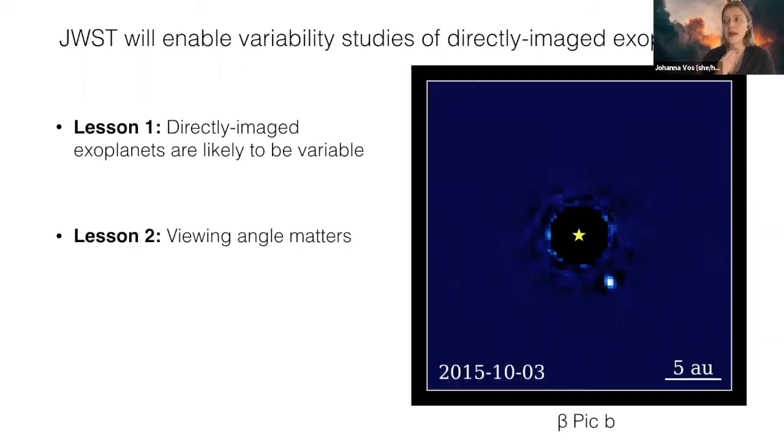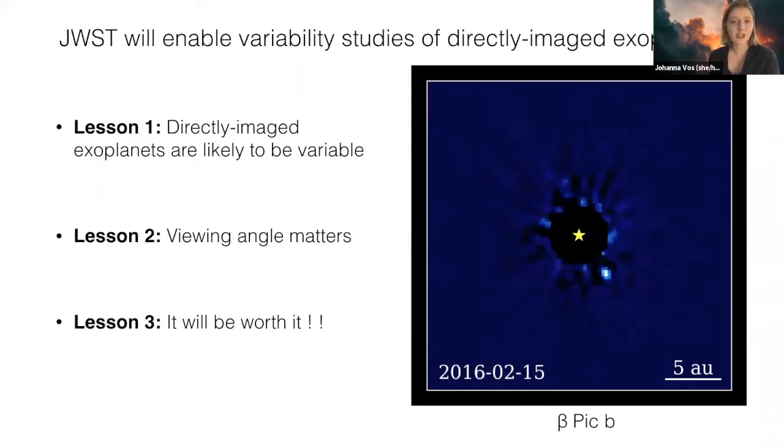And for this reason, we may actually be better off targeting an exoplanet that is likely inclined equator on, like Beta Pic b, which I'm showing here. Lesson 3 is possibly more my personal feelings than an objective fact, but I really think it will be worth it. If we can detect variability in a directly imaged exoplanet, it will open up a whole new range of characterization possibilities for that exoplanet. We can fully characterize the atmosphere and the clouds, and even measure the winds on these distant worlds.